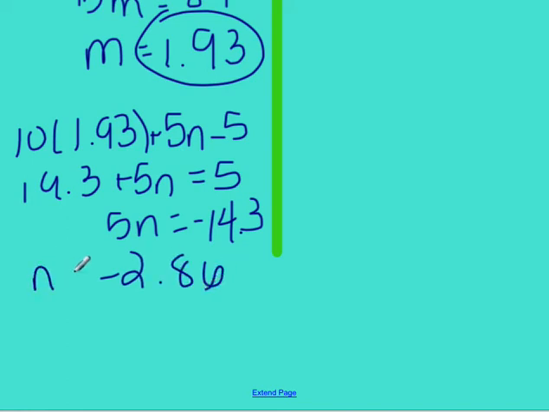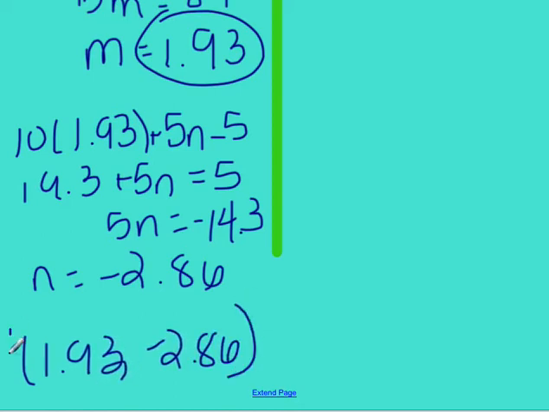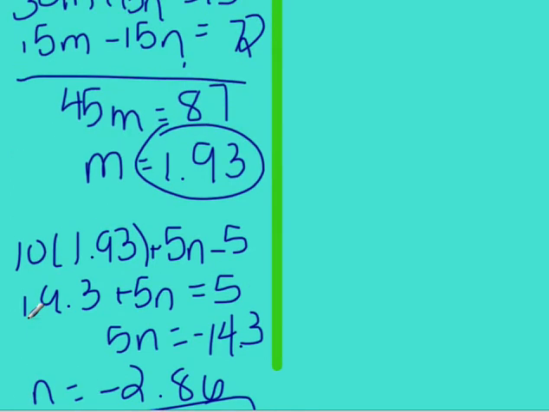2.86 for our n. Now we have m and n, so a lot of students are like, well, how do I write that in a coordinate point? You actually really can't. But I say if you want to write it in a coordinate point, just put it in alphabetical order, m, then n.